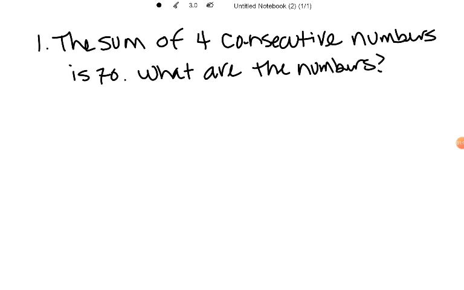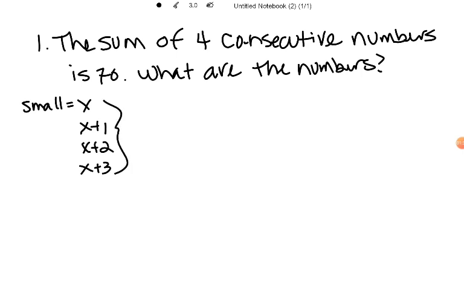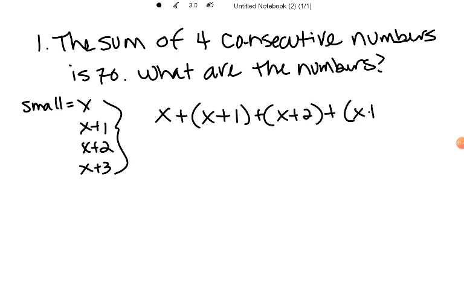So if we start assigning the numbers, we'll say the smallest is x, and then we have x plus 1, then x plus 2, then x plus 3. So they want to know what is the sum of all these. So we're just going to add them together. x plus 1, x plus 2, x plus 3. And all those added together equals 70.